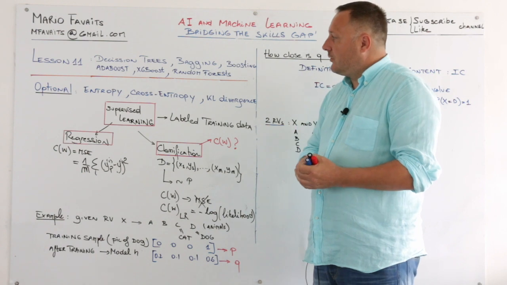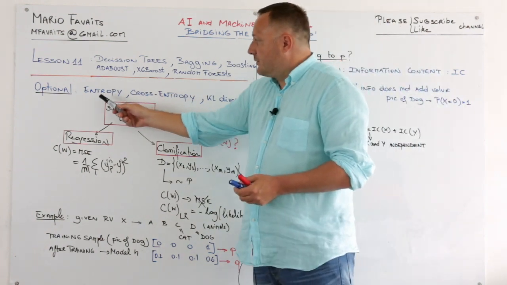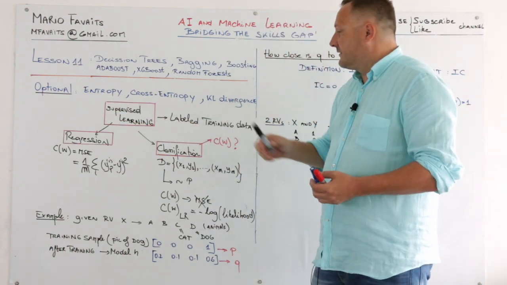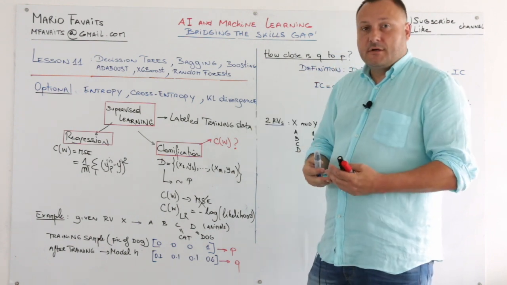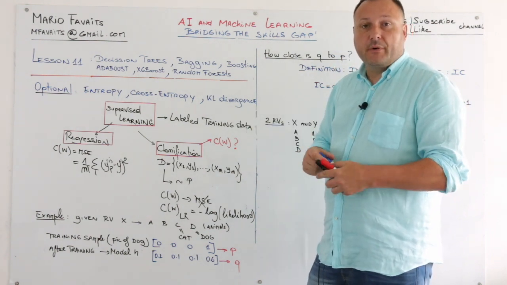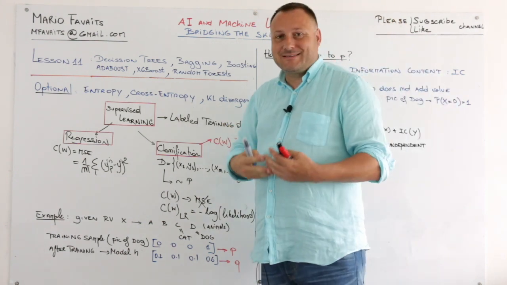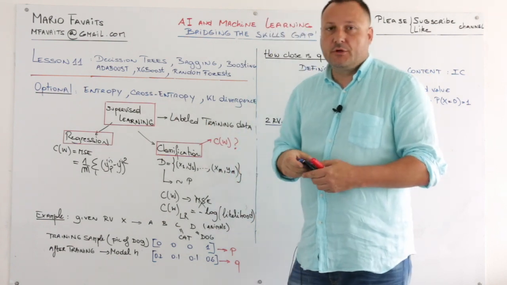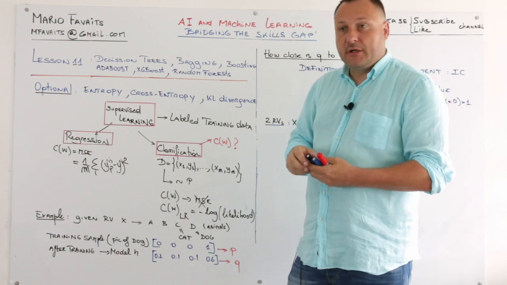Alright, welcome to the optional session. In the optional session we will define entropy, cross-entropy, as well as KL divergence. KL divergence allows you to compare two distributions. Cross-entropy is actually the same. Cross-entropy will be the cost function that we will use when we deal with classification problems in deep learning, neural networks.